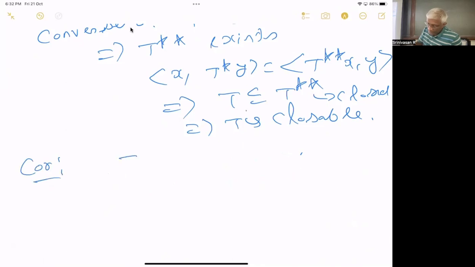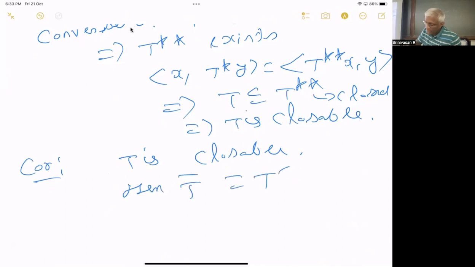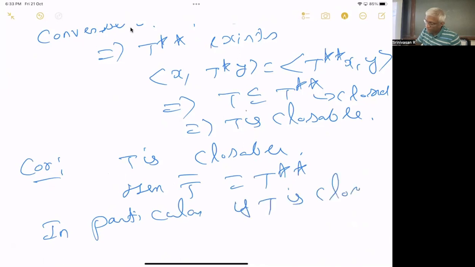Corollary. T is closable. Of course, that means T star is densely defined. So T star star exists. Then the closure of T is equal to T star star. In particular, if T is a closed operator, T is equal to T star star.